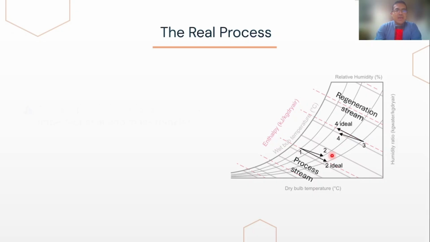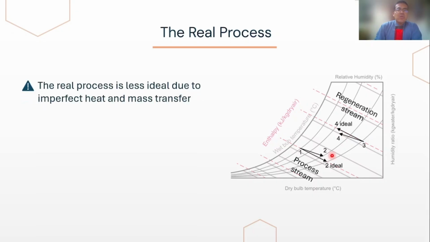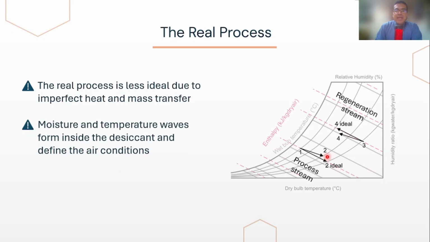This figure shows the more realistic psychrometric paths for both the process and regeneration streams. The process stream enters at state 1 and ideally should reach state 2 ideal here, but in reality it exits at state 2 here with higher humidity than expected. This deviation occurs because moisture and heat do not move instantly. Two waves, a fast one and a slow one, travel through the desiccant matrix. The air that exits between these waves is our desired product, dry and moderately warm.